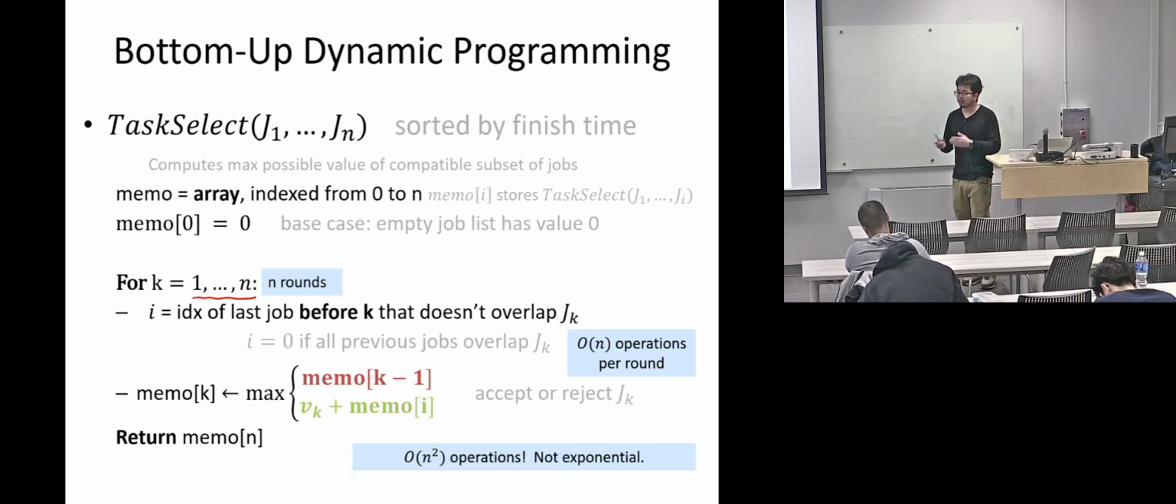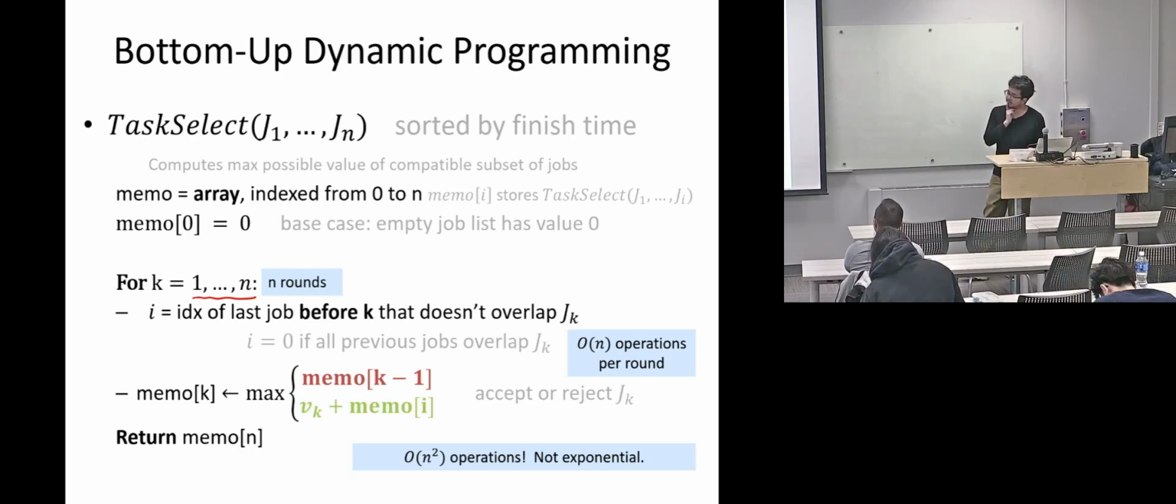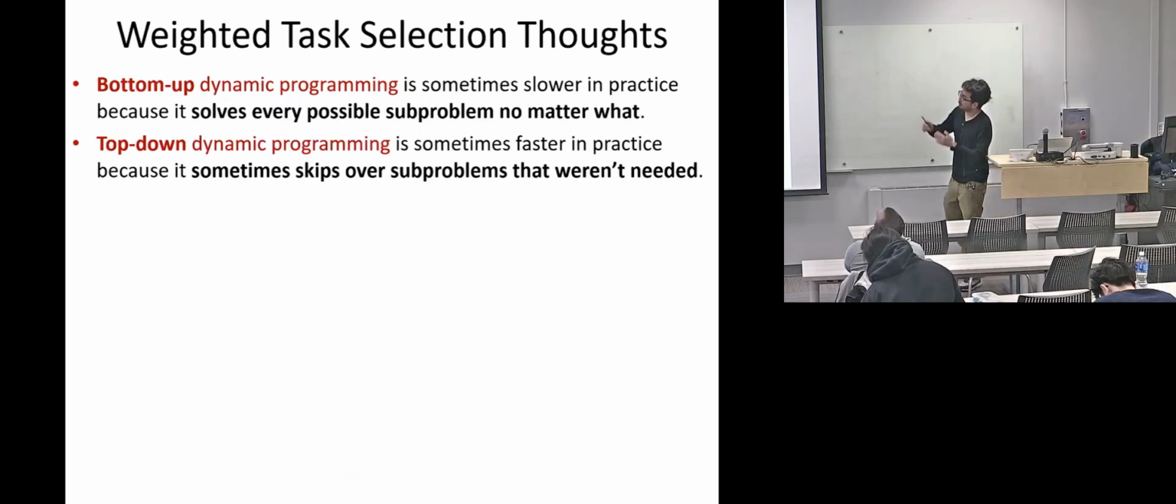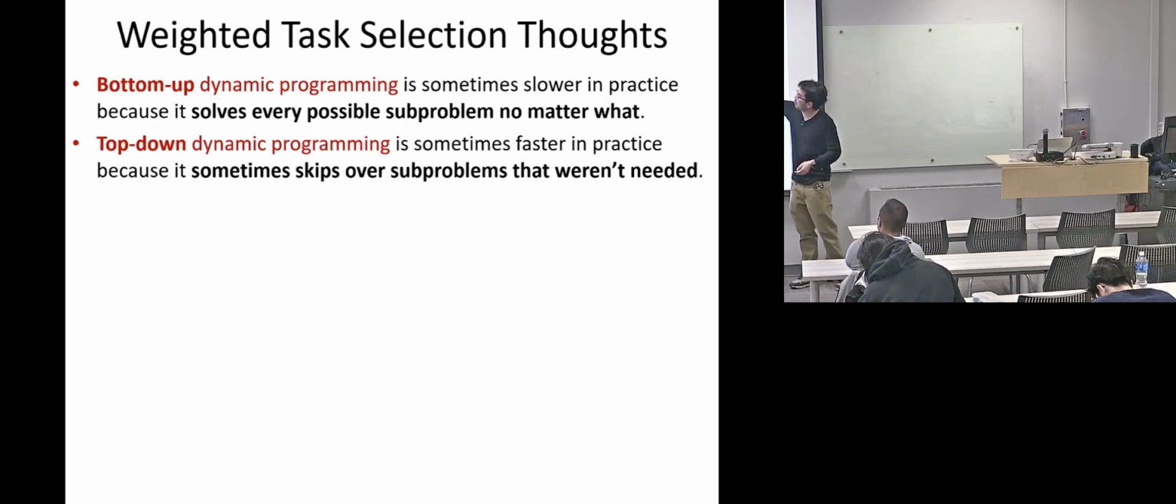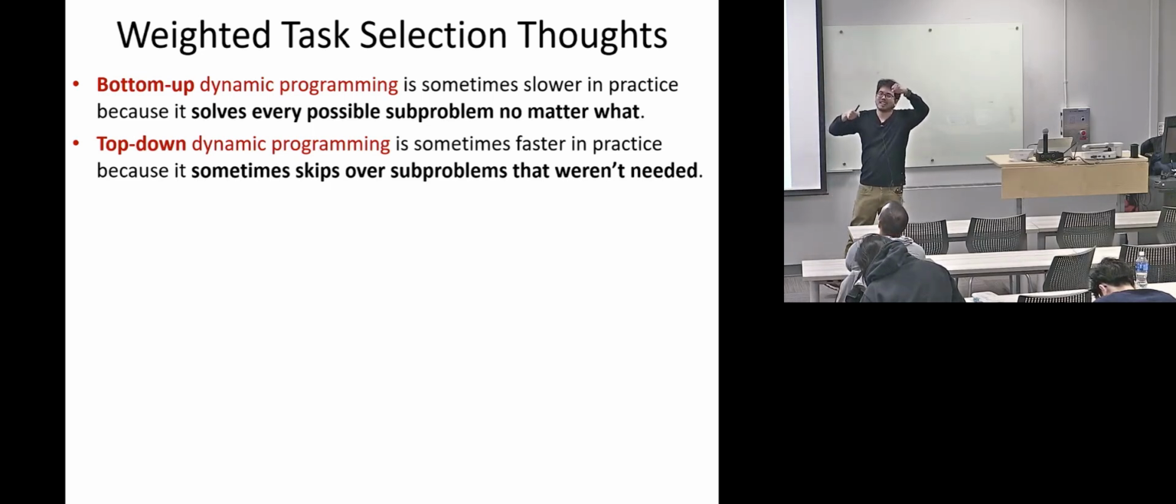So this kind of exponential improvement is something that is really fantastic about dynamic programming. You can improve from exponential to a polynomial bound. Now just a few words about the two implementations. The bottom-up one we just looked at computes all values of subproblems that you might ever need, bottom-up. And the top-down one computes only the values of subproblems that you need.